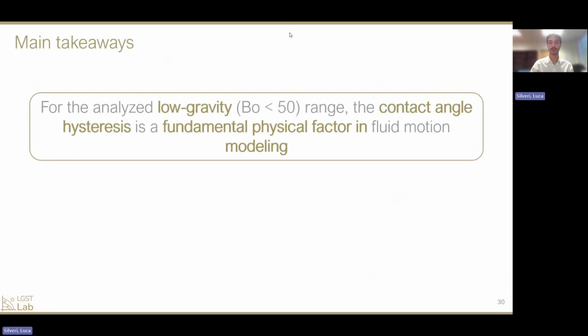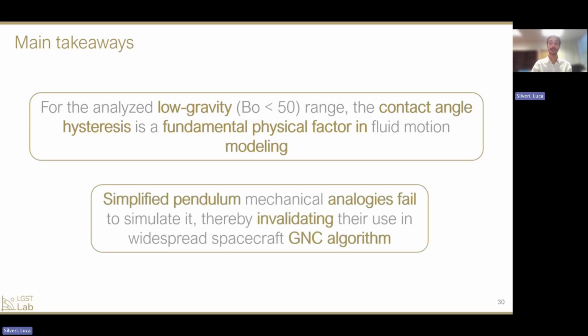So from these analyses, main takeaways are that for the analyzed low gravity range, contact angle hysteresis is a fundamental physical factor in fluid motion modeling, and simplified pendulum mechanical analogies fail to simulate it, thereby invalidating their use in widespread spacecraft GNC algorithms. So there is a need for contact angle hysteresis modeling in both numerical simulations and analytical models.